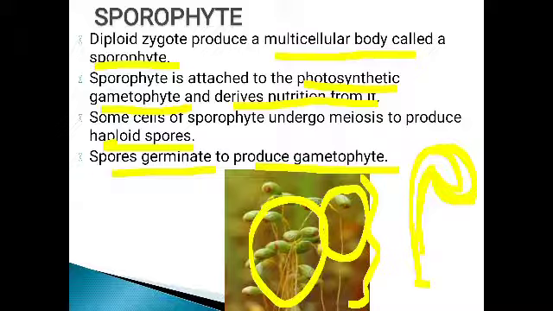Antheridium produces the antherozoids, the male gamete, which fuses with the female gamete called the egg. As a result, a diploid zygote will be formed. This diploid zygote develops into a sporophyte, which is attached to the gametophyte only. Inside the sporophyte, some of the cells will undergo meiosis and produce haploid spores. These haploid spores fall onto any moist surface, where they develop into a new gametophyte.